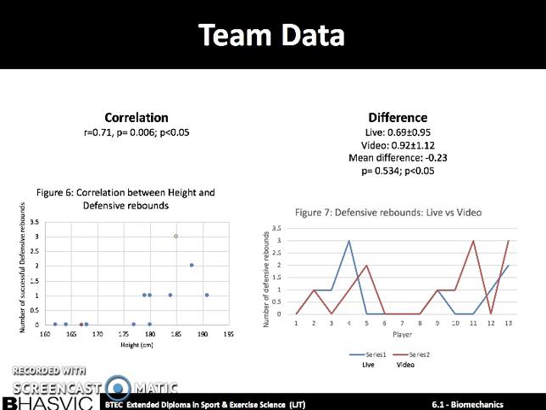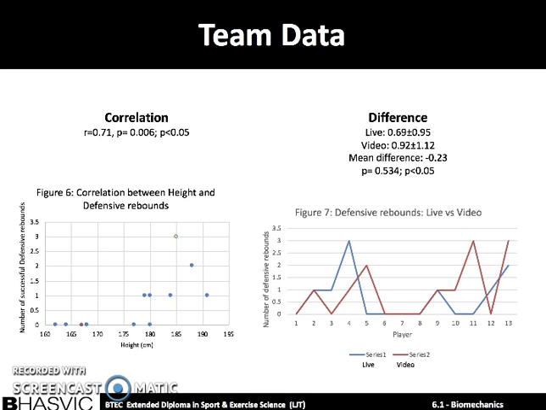In Figure 7, I looked at the difference in the number of defensive rebounds made in the live game against the recorded game. The blue line is live and the red line is a video analysis. In the live game, the mean number of defensive rebounds was 0.69 and the standard deviation was 0.95. In the video recorded game, the mean was 0.92 and the standard deviation was 1.12.